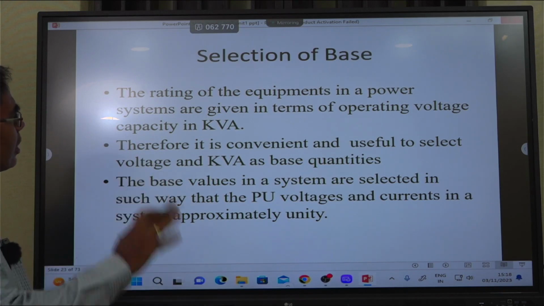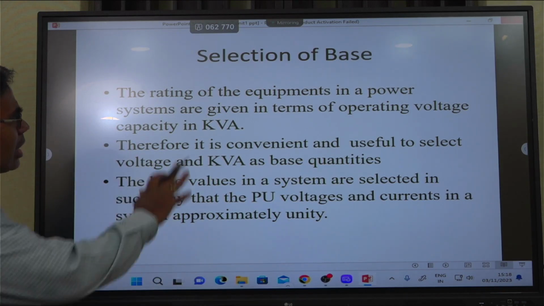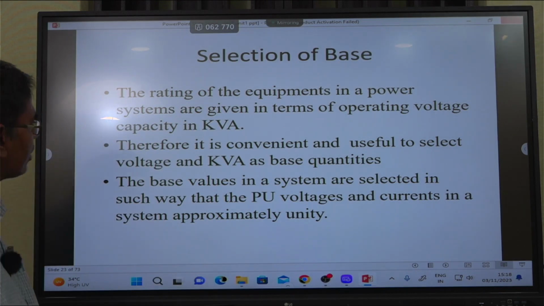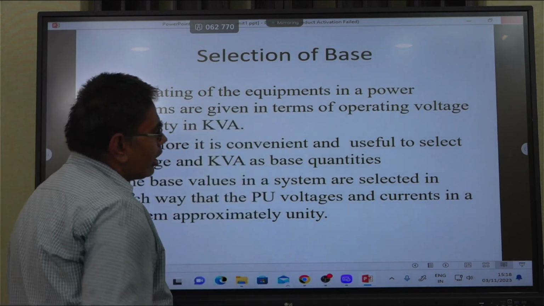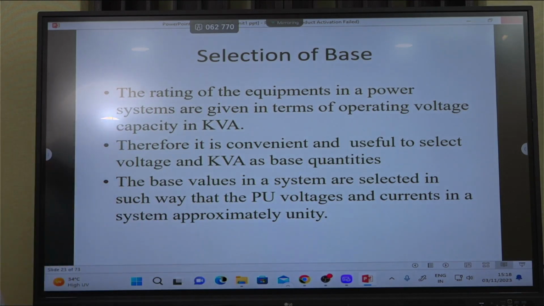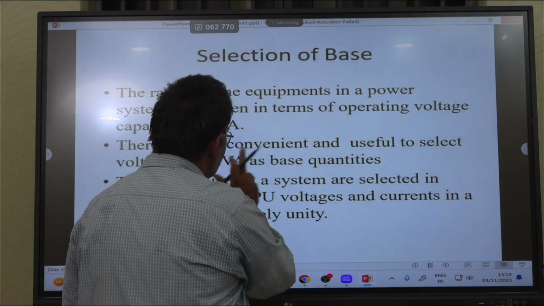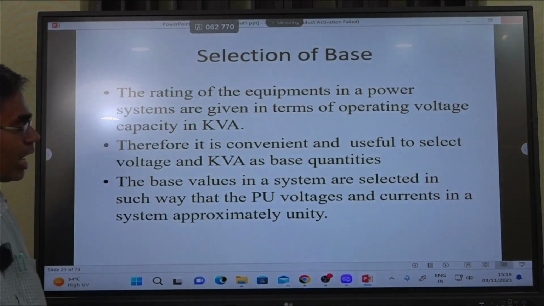The selection of base. How is the base selected? It depends on the ratings of the equipment in the power system. The majority of the equipment in a power system is normally measured in terms of kVA and operating voltage. For that reason, these two quantities are selected as base quantities for easy calculations. It is convenient and useful. The voltage and kVA ratings are selected as base quantities.